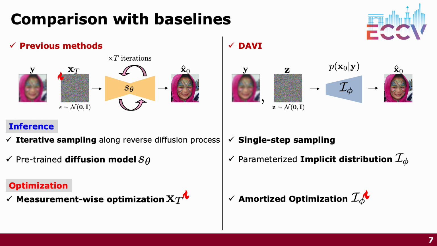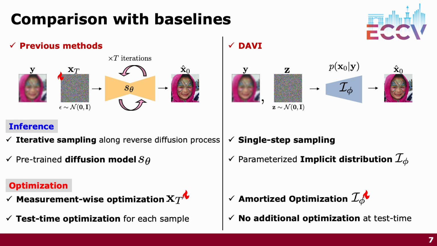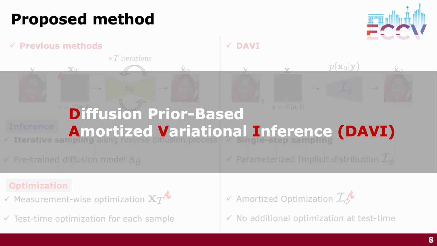Additionally, previous methods require measurement-wise optimization. It means that they need test time optimization for each sample. In contrast, DABI trained the neural network through amortized optimization. As a result, DABI requires no additional optimization at test time.